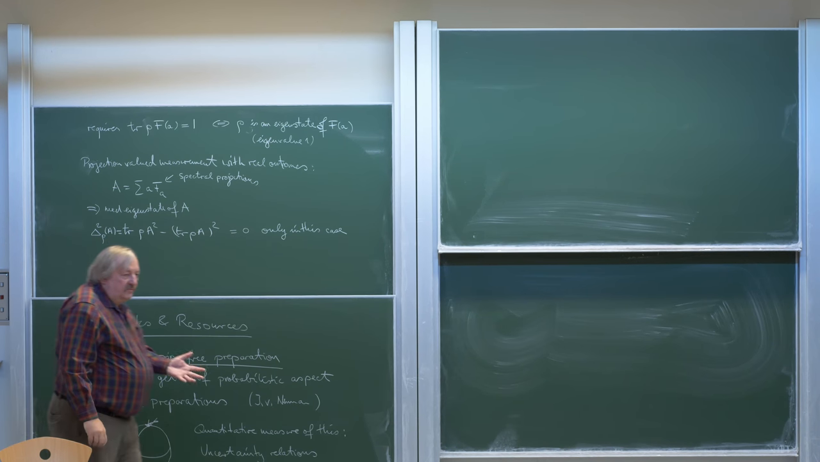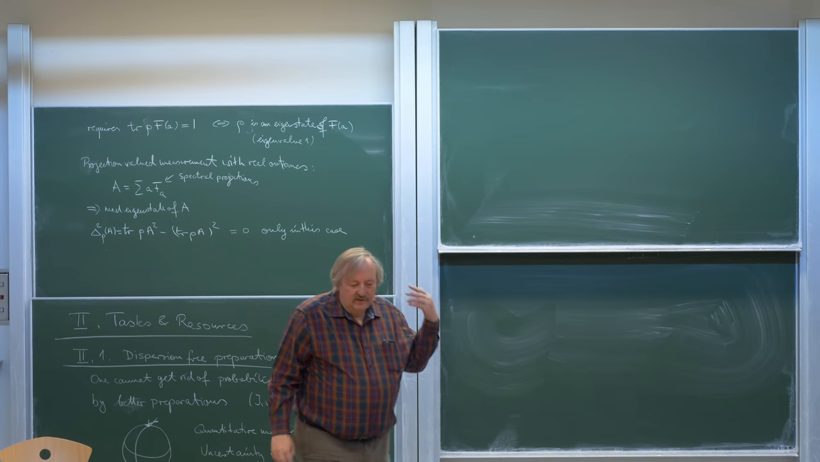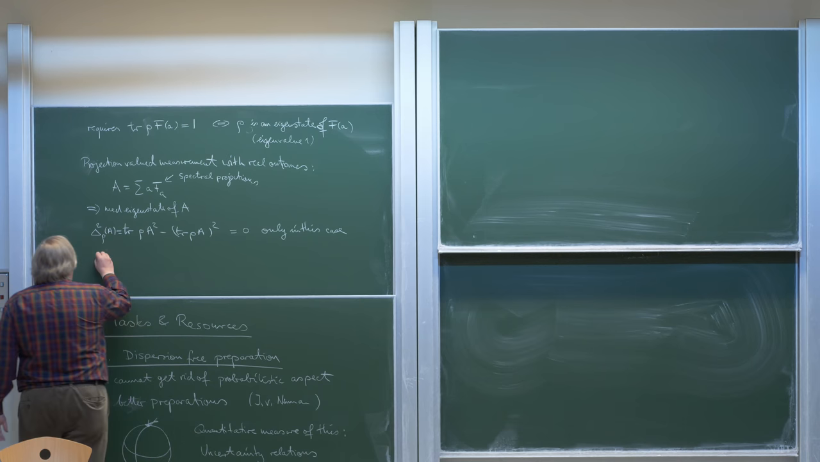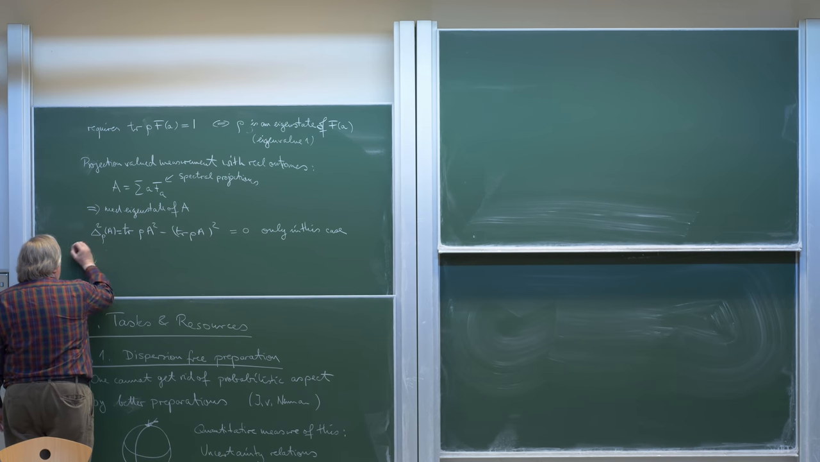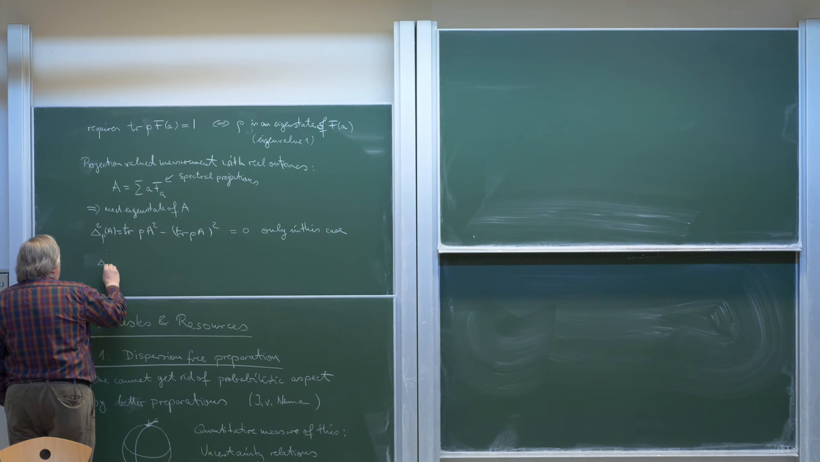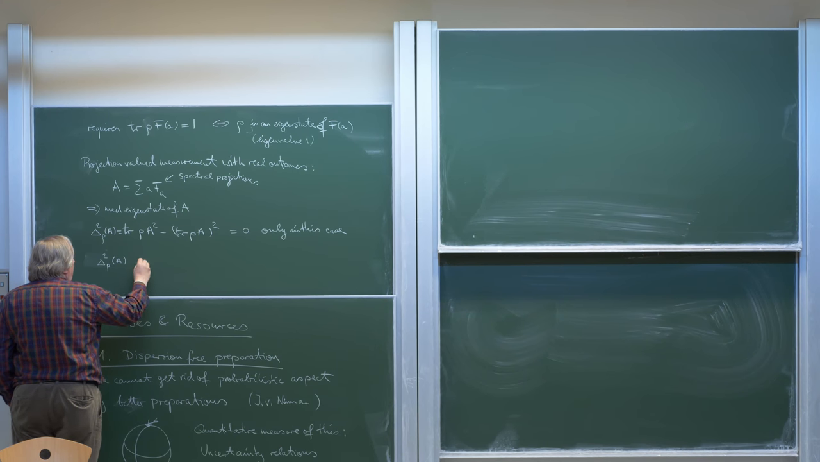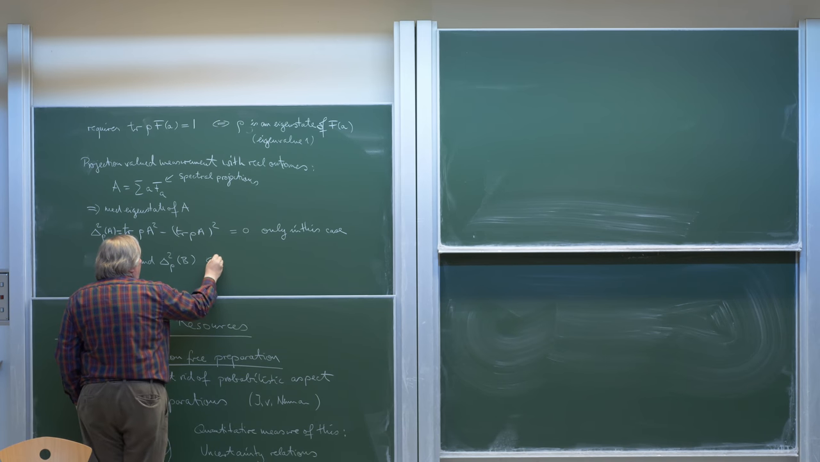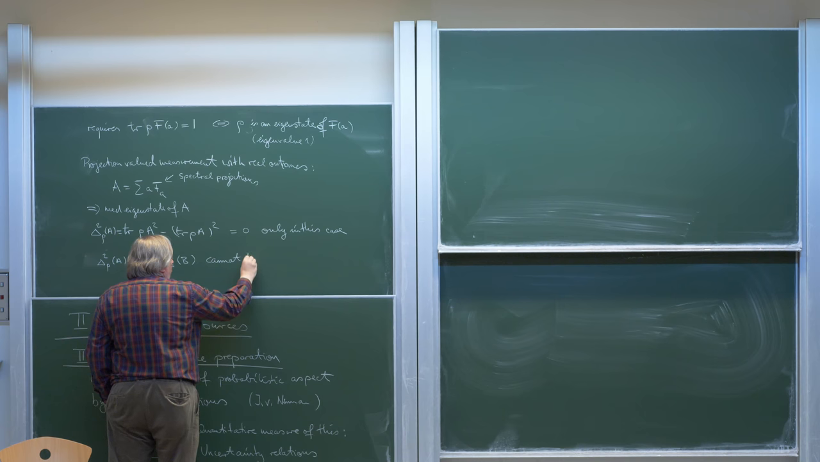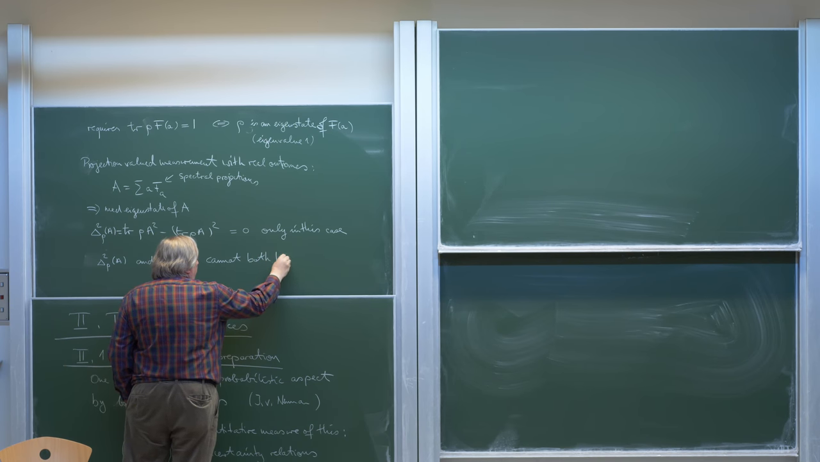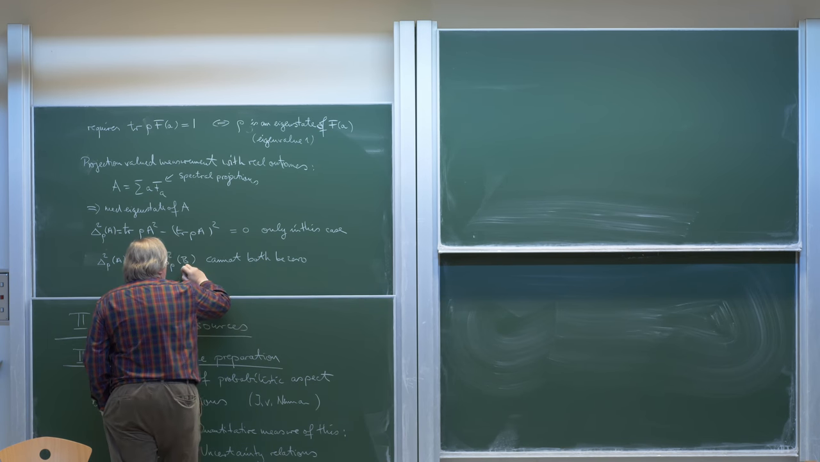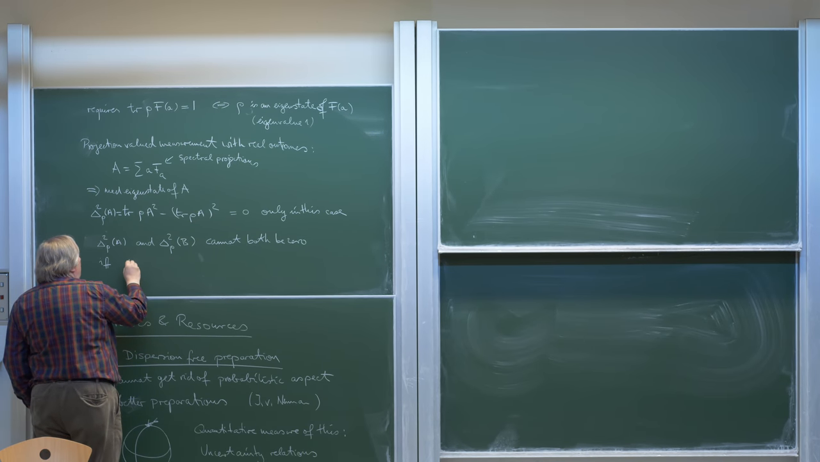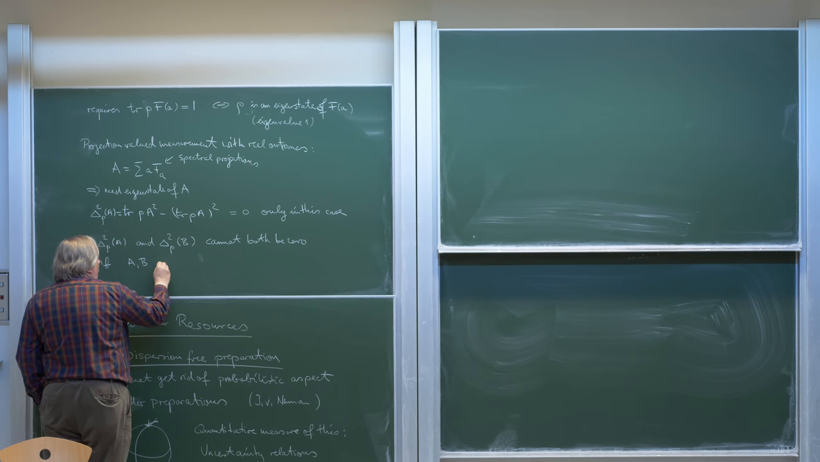So if I take two different observables, let's say I just take this projection valued case that is typical, then typically delta rho squared of A and delta rho squared of B cannot both be zero if A and B don't have a common eigenstate.